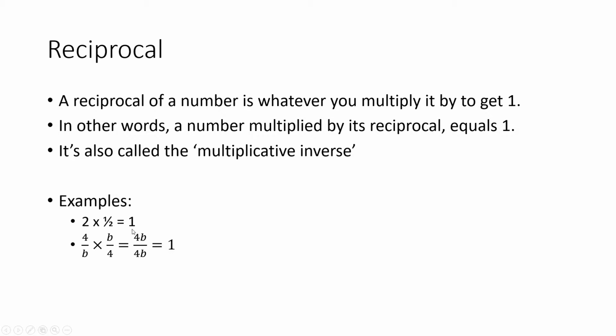Take a more detailed example, 4 divided by b. If you multiply that by b divided by 4, then you get 4b on top, you get 4b on the bottom, which cancel out, and you get 1. These are multiplicative inverses, and in fact, that's how you can use that trick to cancel terms out sometimes.